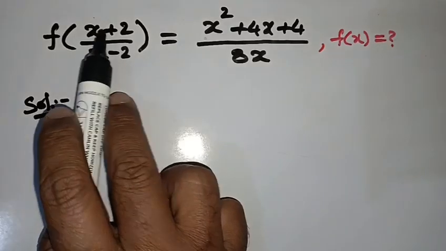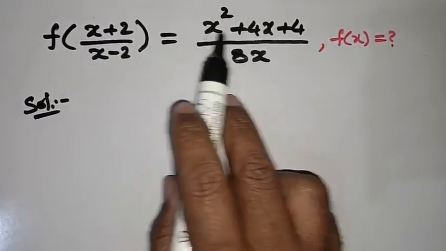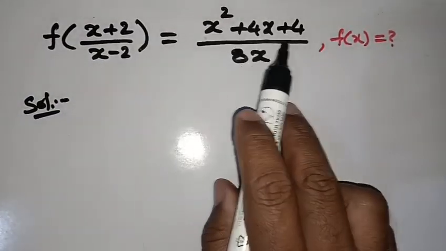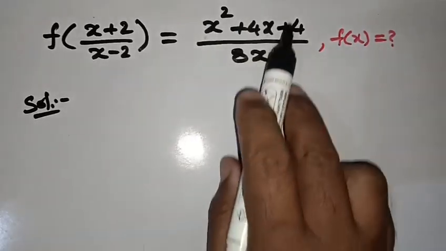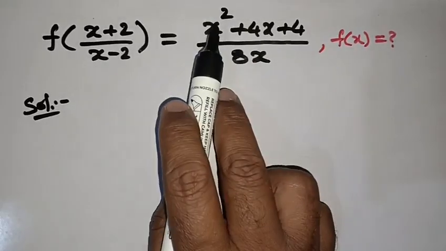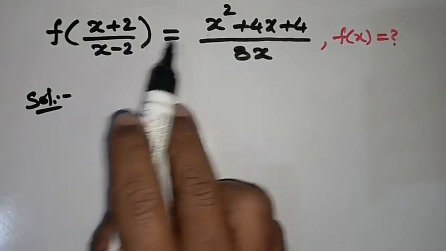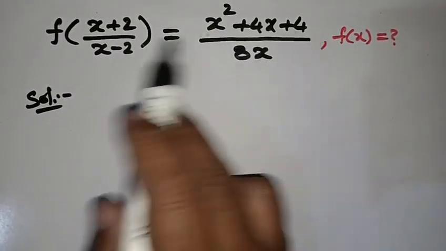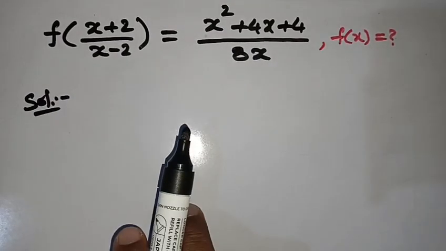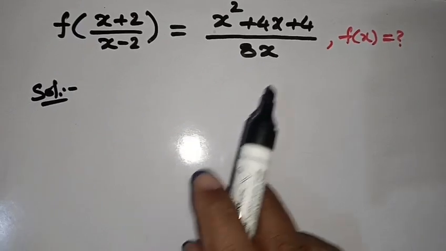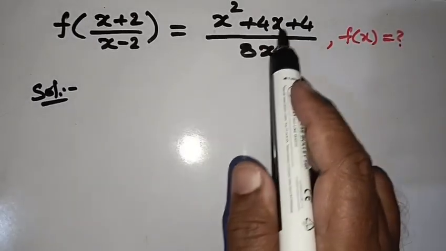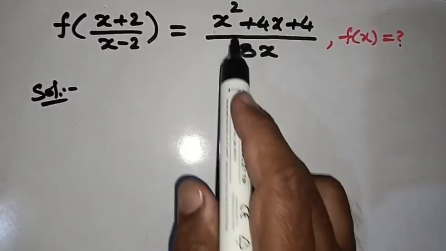So everywhere we should find (x+2)/(x-2), some square or linear terms, all this. After simplification this is the answer actually. And if we can write everywhere here as (x+2)/(x-2), directly we can say what is f of x. But it is very difficult to get the (x+2)/(x-2) form everywhere here.